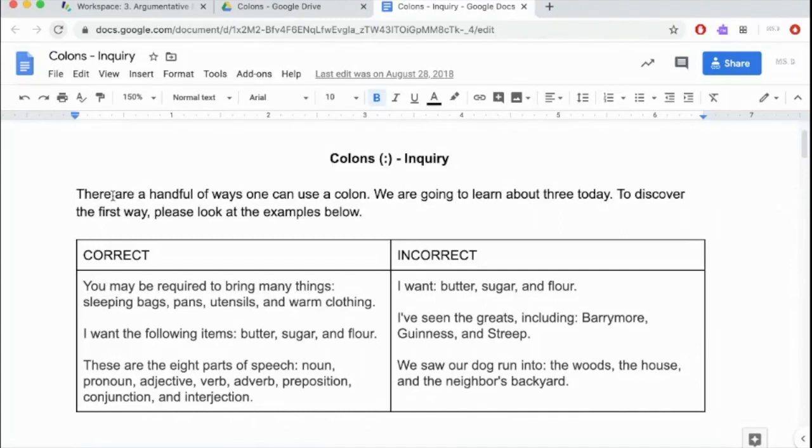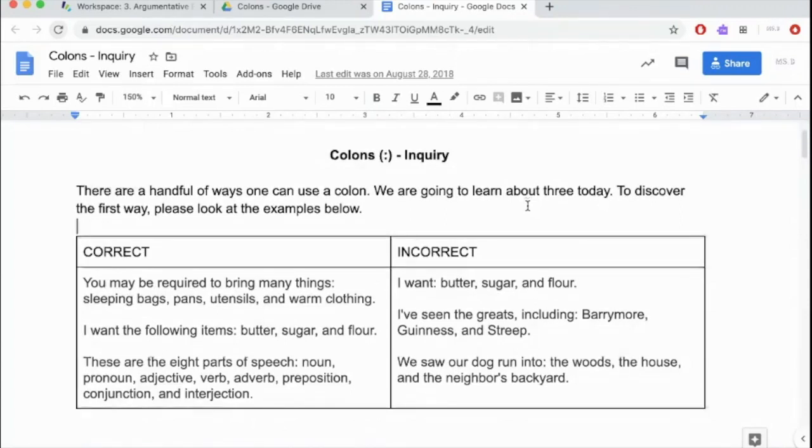So the directions said there are a handful of ways one can use a colon. A colon is this little guy right here. If you weren't aware of that, it's two dots on top of each other, which is why a semicolon, which is a dot and then a comma, is called a semicolon because it's half of a colon. It only has one of the two dots. Today we're going to learn 3 different ways to use a colon, but I wanted you to discover those ways yesterday with your group mates. So hopefully, if you didn't discover all of them, at least you discovered one of them maybe.